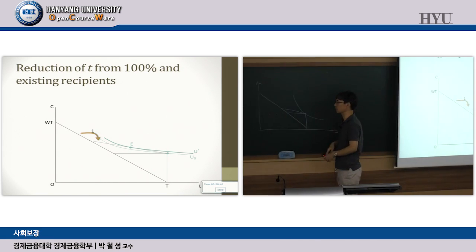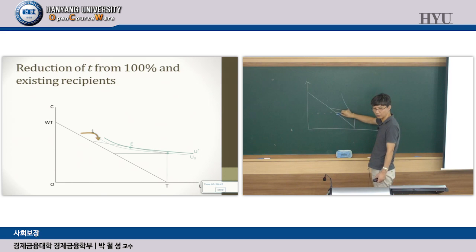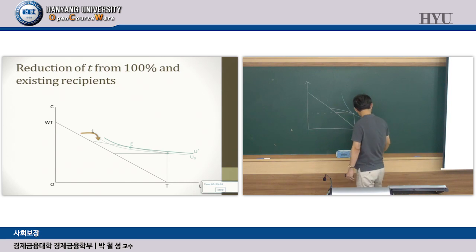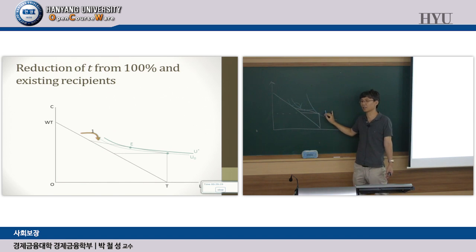There is a worst case scenario. The worst case scenario is that when you reduce T, for example, these individuals have this type of indifference curve, so actually no one changes their behavior. The existing recipients do not increase labor supply, but it only induces this individual to be on the welfare. So the worst case scenario is that it changes nothing about the existing recipients. It just increases the number of recipients by making these individuals participate in the welfare program.